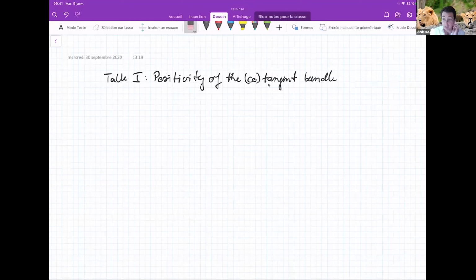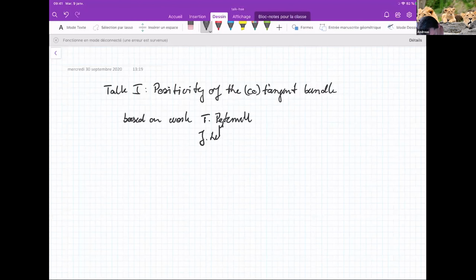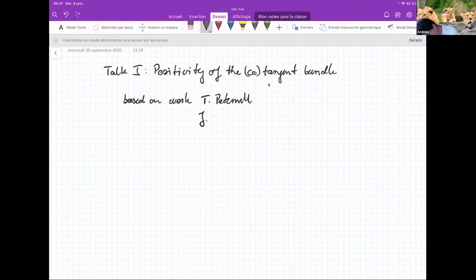So what I will talk about in these three talks is based on work with Thomas Peternell on the one side and with Ji Liu and Feng Shao on the other side. So all of this is based on independent projects, but somehow there's a common theme to this.